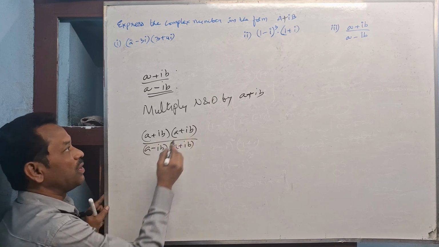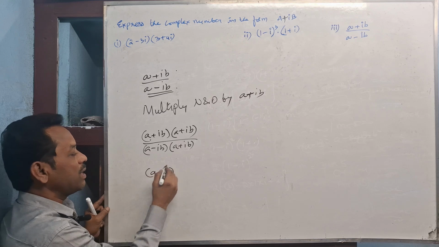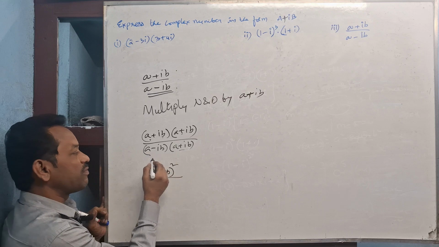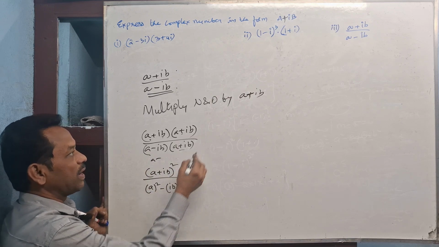So this into this. What will we get here? In the numerator, a plus ib into a plus ib is (a plus ib) whole square. In the denominator, this is the form of (a plus b) into (a minus b), that is a square minus (ib) whole square.